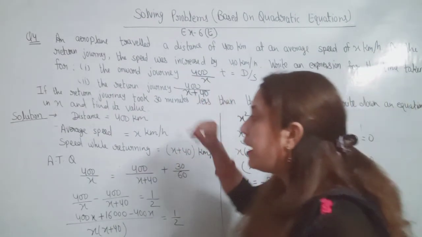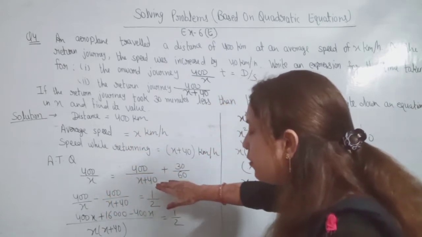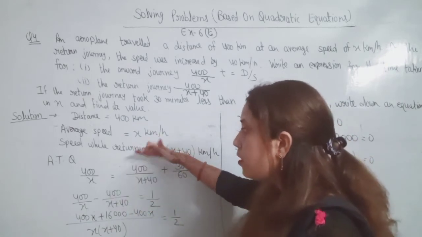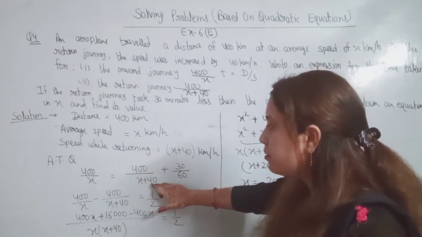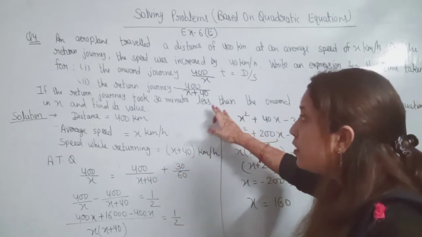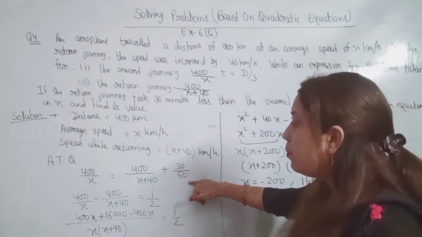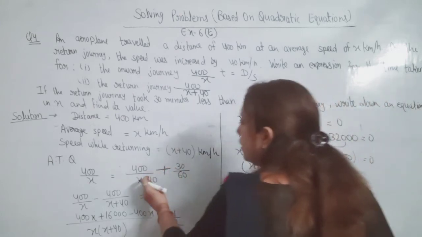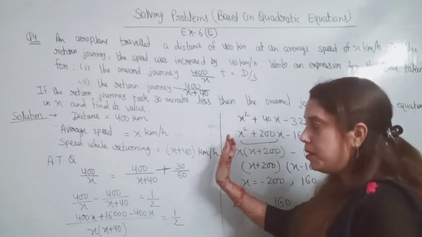Now when we equate the time, 400 upon x, and the same journey when it returned, the time is distance upon speed, 400 upon x plus 40. It takes 30 minutes less. So first we convert the 30 minutes into hours, so 30 upon 60, on the right hand side. After that we will make the equation.